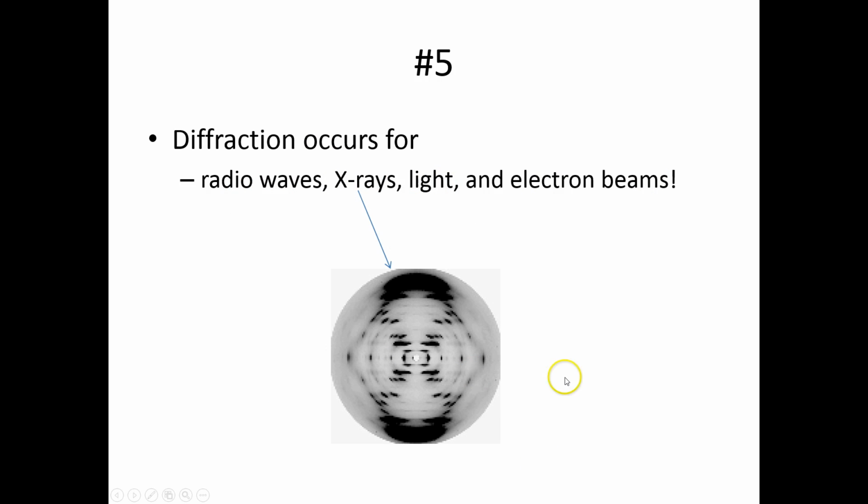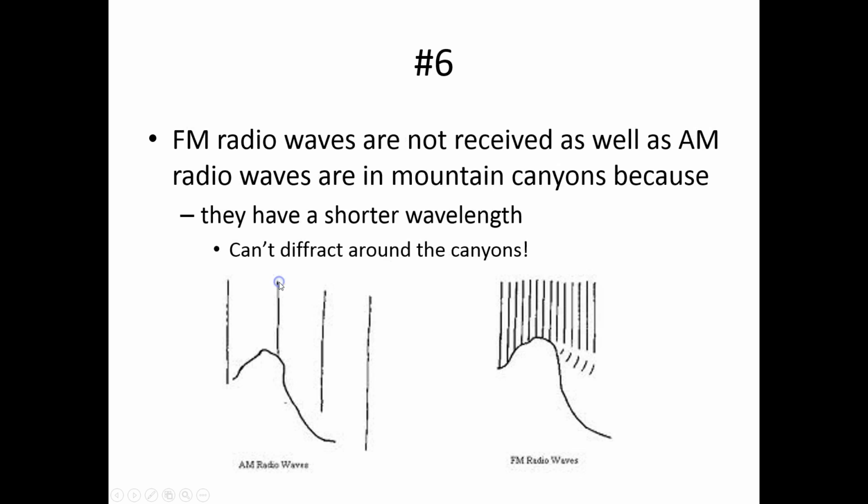For number five, diffraction occurs in radio waves, X-rays, light, and electron beams. This is called an X-ray diffraction pattern. They've taken X-rays and illuminated a crystal with them. When they shine those X-rays on a crystal, you actually see the structure. And this structure, I think, is of DNA. So you can actually see the double helix structure as it goes through. That's how they found out what the DNA is.